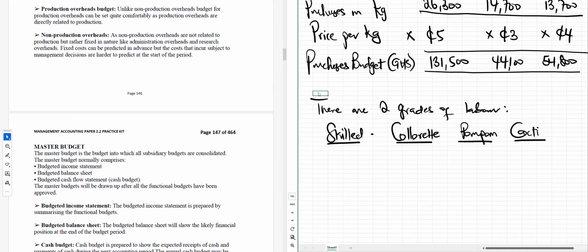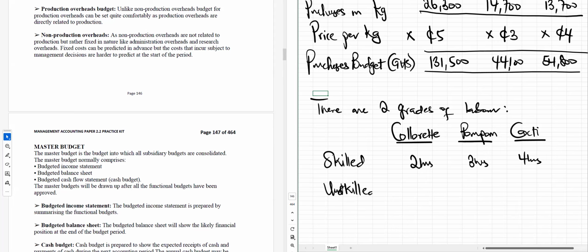So that's skilled labor. Let me do it this way. So skilled labor: this one uses 2 hours, this one uses 3 hours, this one uses 4 hours. And then unskilled labor, we have 1 hour, 1.5 hours, and then 3 hours. Okay, so this is what we have.